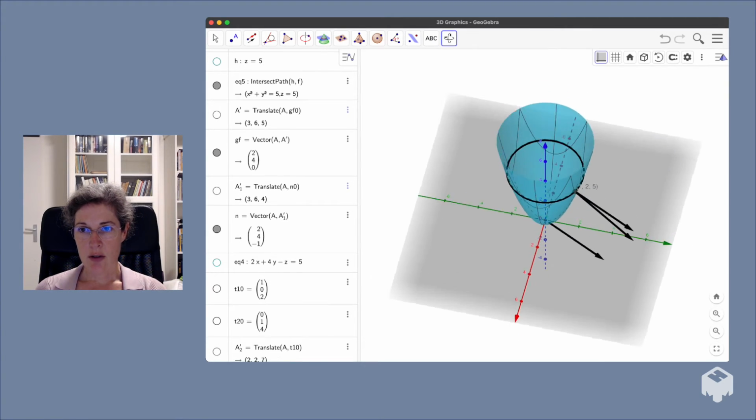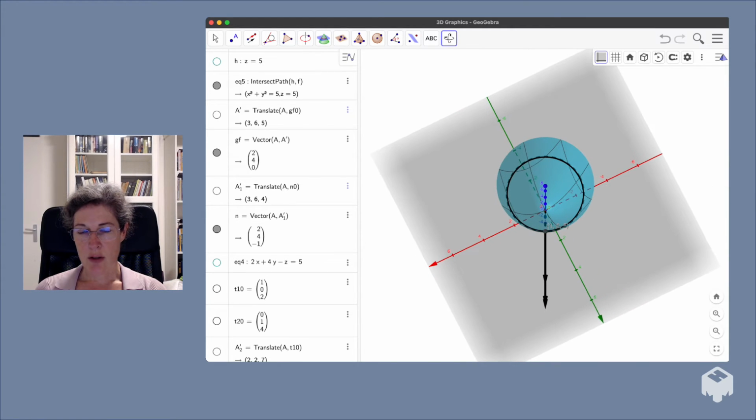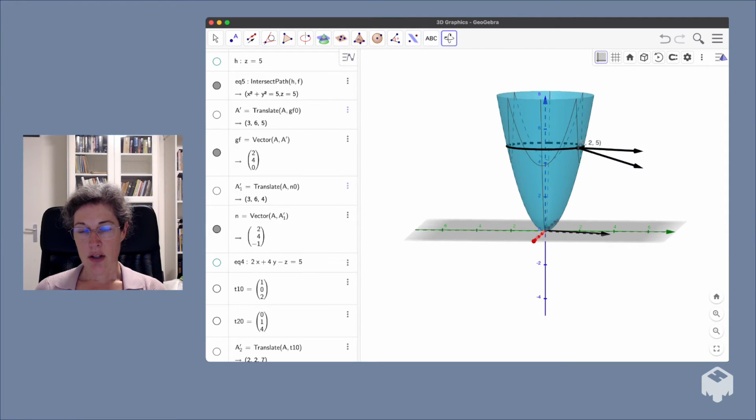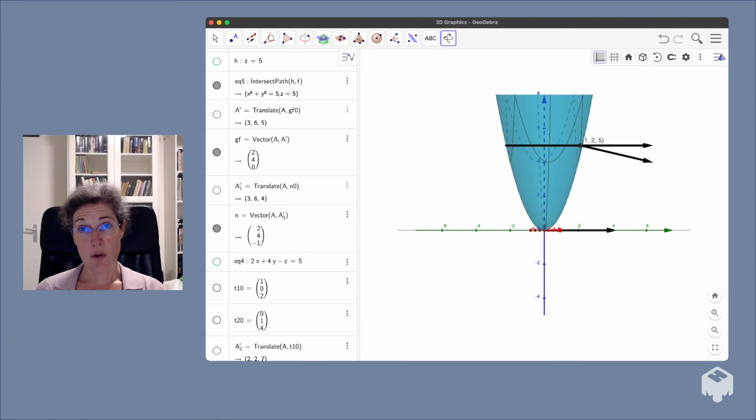So if we now look again from the top, you'll see that in terms of x and y components, our normal and our gradient are definitely pointing in the same direction. The only difference is that our gradient doesn't have a z component, whereas our normal does. So let's just go back and look at the equations, and you will see the link straight away.